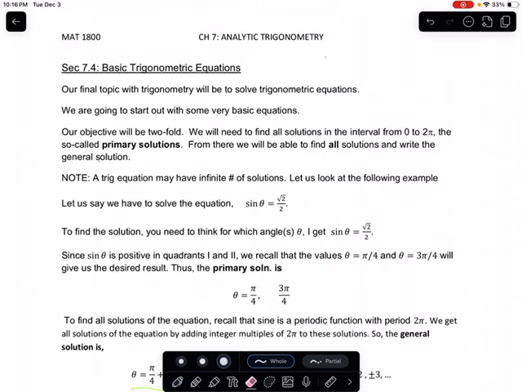We are now looking at section 7.4, basic trigonometric equations. Now this is our final topic in trigonometry, and this is how to solve trigonometric equations. So we are going to start with the basic trigonometric equations, and then we will be building to the more complex trigonometric equations.